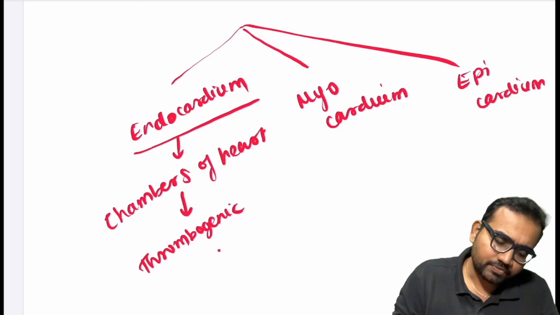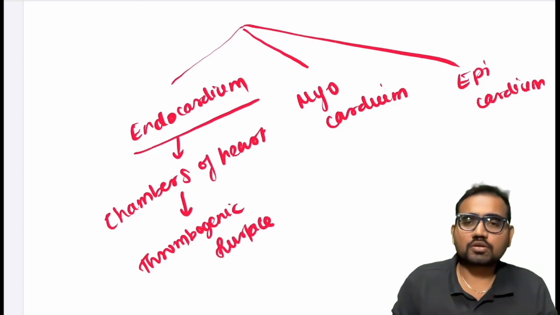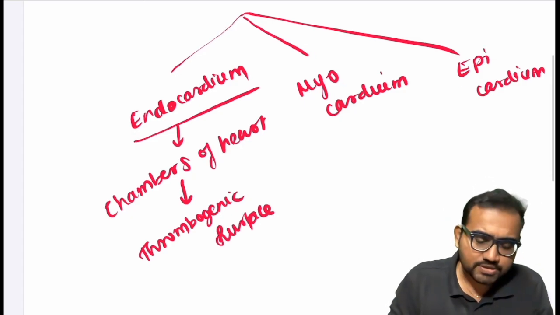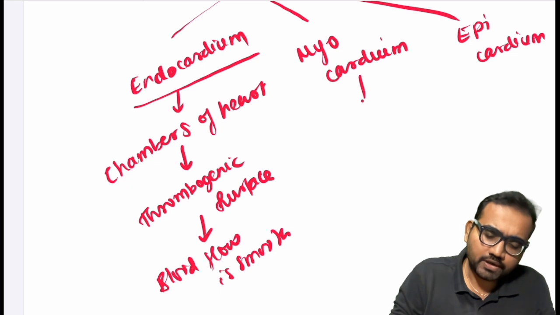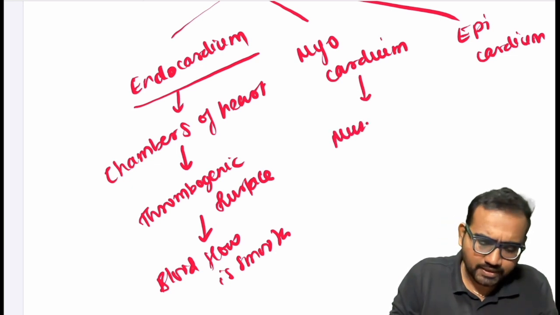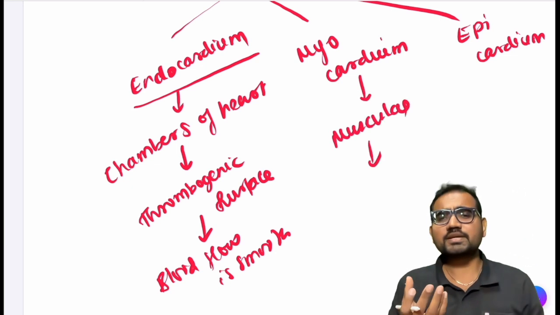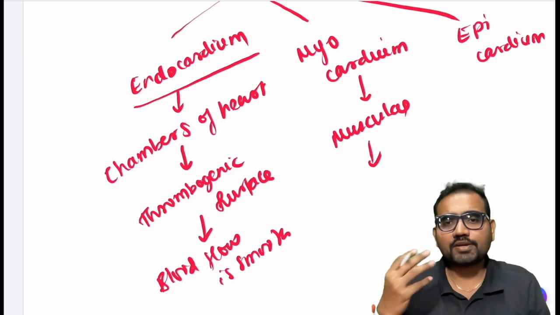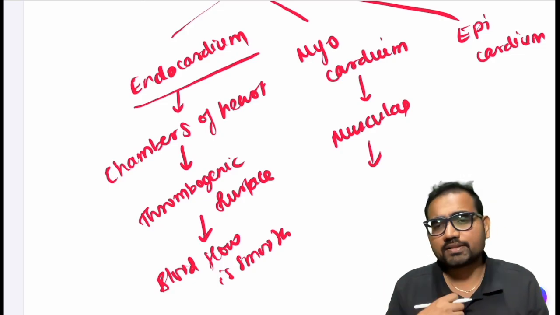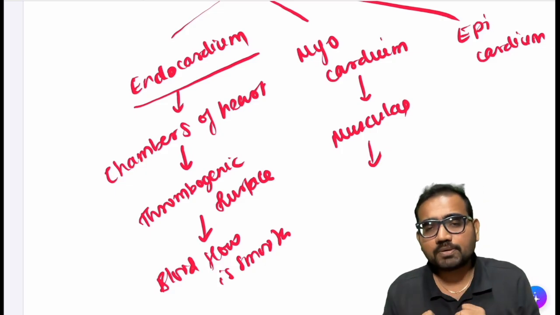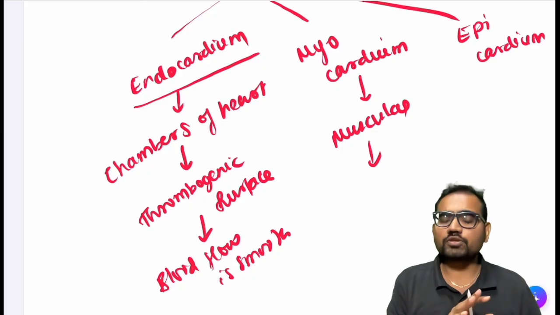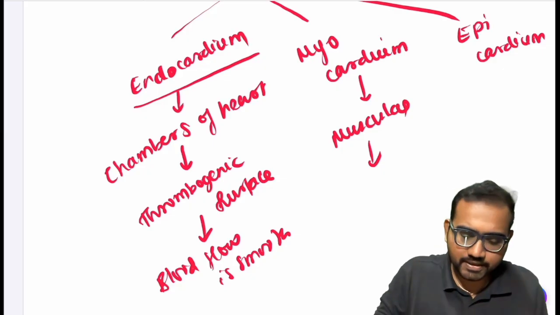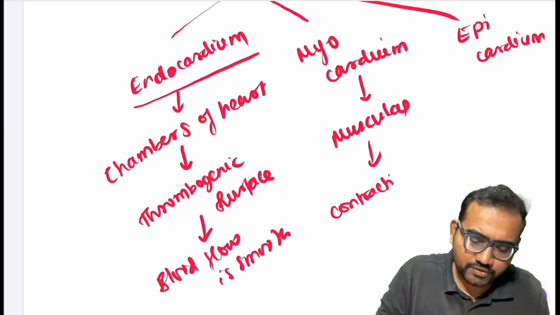What do you mean by that? It prevents the platelet clot formation so that the blood flow is smooth. Okay. And myocardium, we all know it is nothing but a muscular layer. So it is mainly responsible for the contraction of the heart. So the left ventricle has more muscular activity than the left atrium because it has to pump the blood throughout the body, as I talked in the previous sessions. So muscular activity is more in the left ventricle. Myocardium is responsible for that, and it is responsible for contraction of the heart.